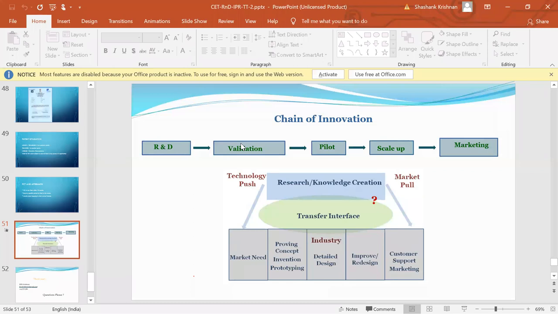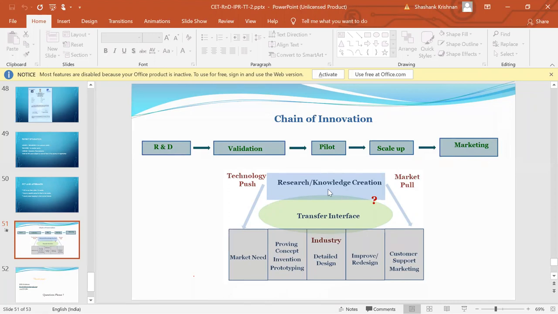Innovation is not only ideation. Ideation takes place somewhere here. Creativity takes place here. Just because you've got a fantastic idea, good, you will end up with a publication and you will remain here only. You will not proceed further. So this is the main takeaway from what I wanted to talk here.